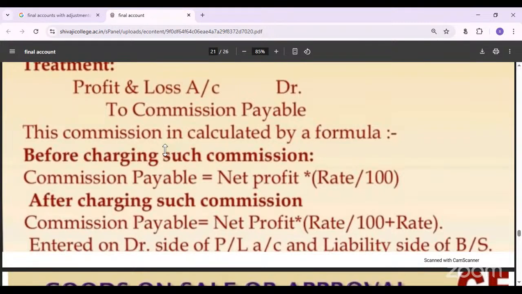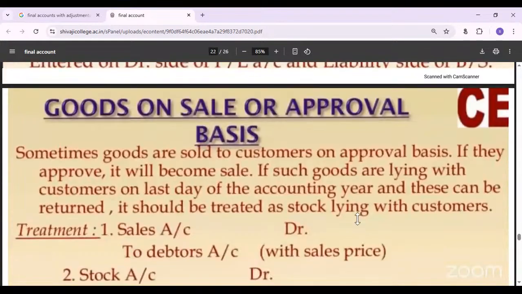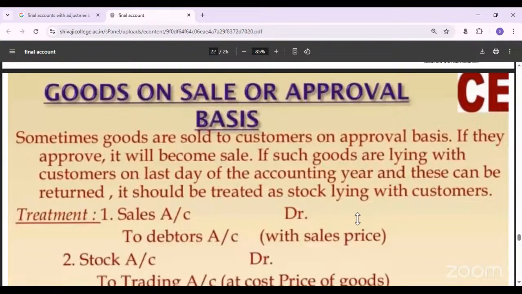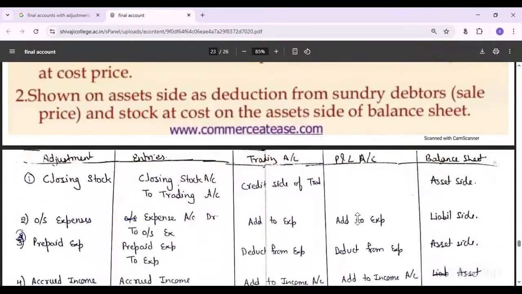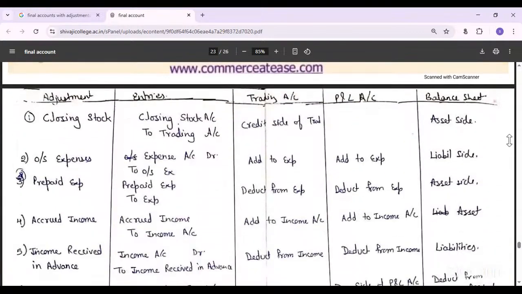After charging such commission, commission payable is equal to net profit into rate divided by 100 plus rate. So, before charging the commission and after charging the commission, the percentage calculation will be different. Where do we have to take it? Under the debit side of the P&L account. Again, on the liability side of the balance sheet, we have to take this managerial remuneration. Now, this particular statement, if you can see, here you can get clarity.